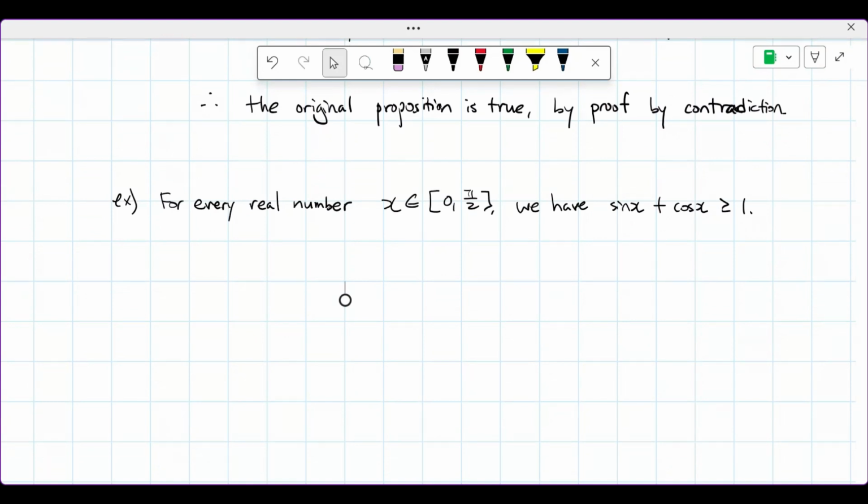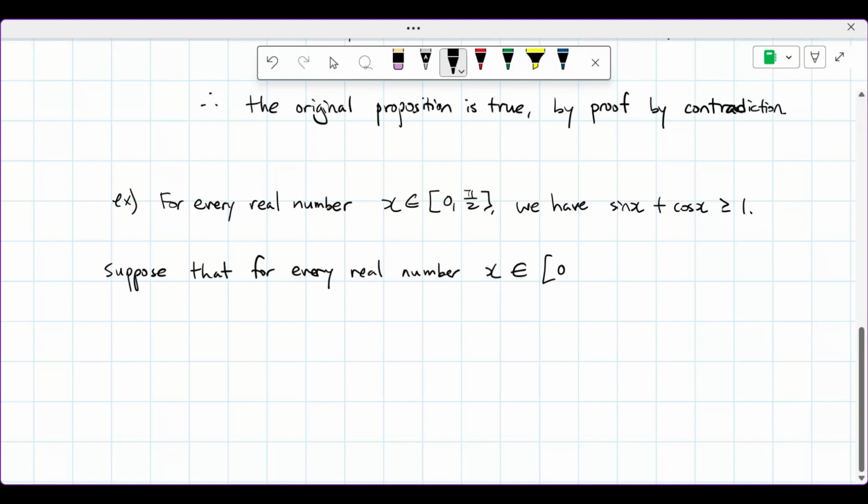But I think we can try to prove by contradiction instead and say, suppose that for every real number x between 0 and pi over 2 inclusive, we have sine of x plus cosine of x less than 1. The negation of sine of x plus cosine of x is greater than or equal to 1 is sine of x plus cosine of x is less than 1.